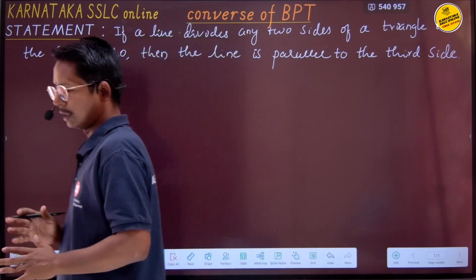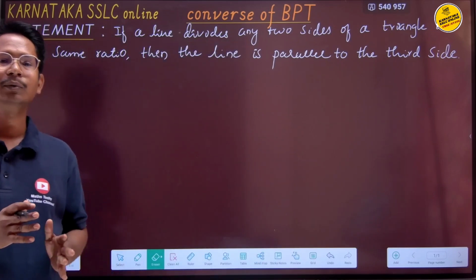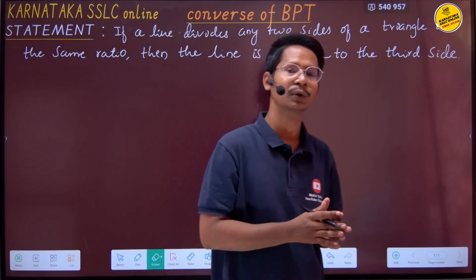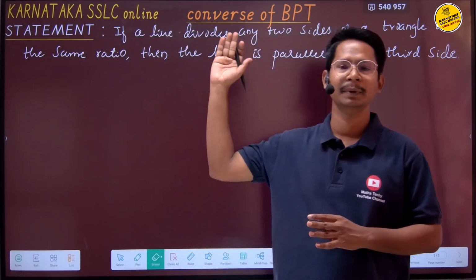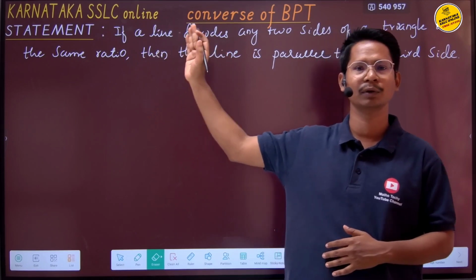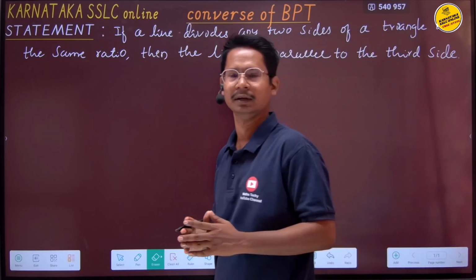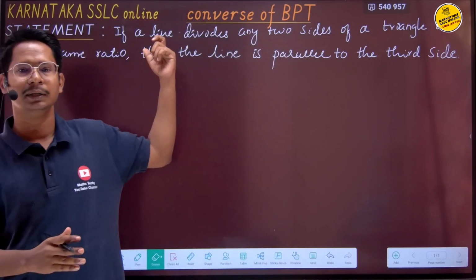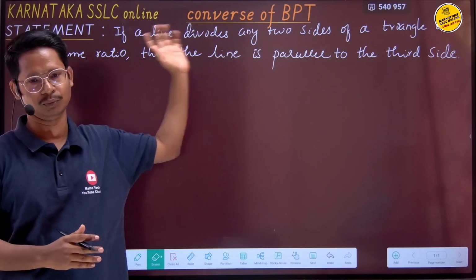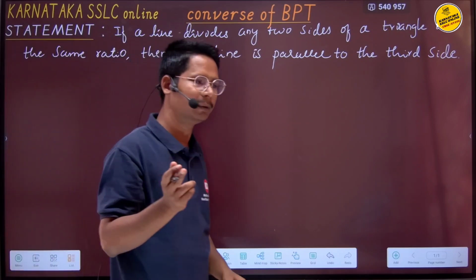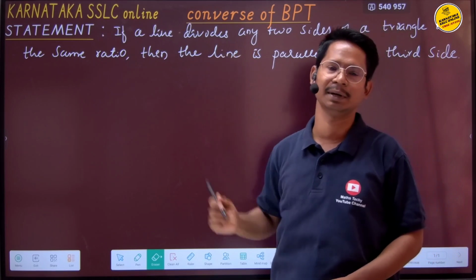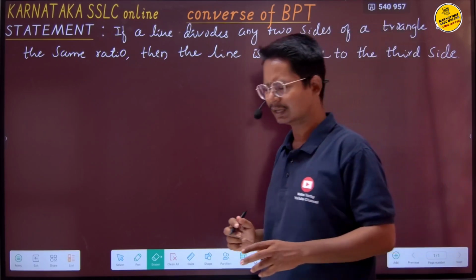In today's class we will discuss what is called the converse of BPT. Converse of BPT means, in the BPT statement, there are two things: one is the given, and the other is what we need to find. The given statement in BPT becomes what we need to prove here, and what we proved in BPT is going to be the given statement here. That's what we call a converse.